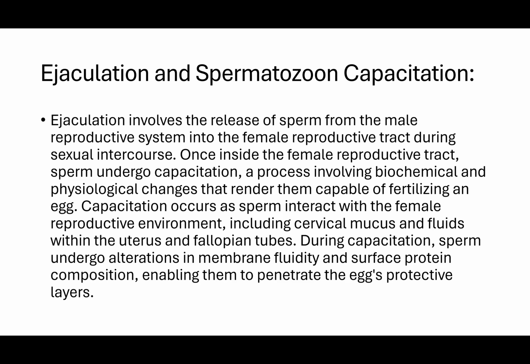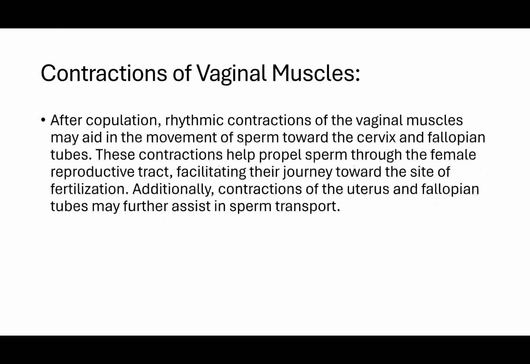Capacitation occurs as the sperm interacts with the female reproductive environment, including the cervical mucus and the fluids within the uterus and fallopian tubes. During capacitation, sperm undergo alterations in membrane fluidity and surface protein composition, enabling them to penetrate the egg's protective layers. That is what capacitation is. It gives the sperm the capacity to do its job.